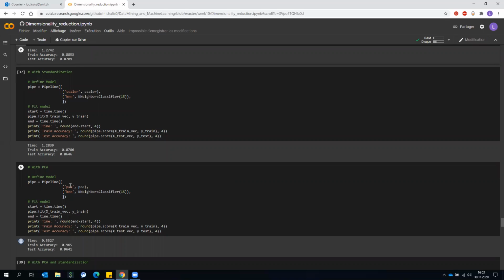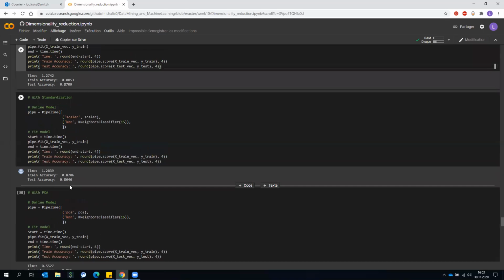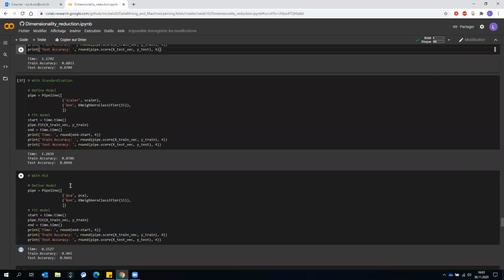That's great. Accuracy is 96, so accuracy is higher and time is lower. So with a big data set, this may yield a big difference in terms of accuracy, of course, but also time.